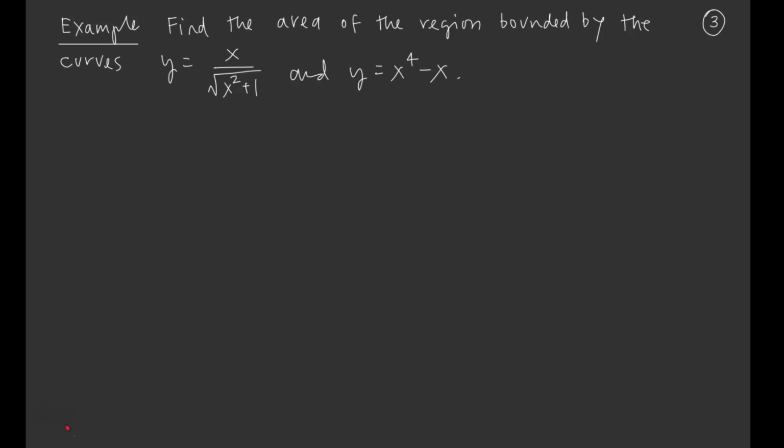This is relatively simple, looking for area between two curves. So our next example: find the area of the region bounded by the curves y equals x over the square root of x squared plus 1 and y equals x to the 4th minus x. These are two slightly more complicated functions than the one before, but this is a good one to try on your own. So pause the video and see if you can calculate this area. Feel free to use Desmos. Feel free to ask Desmos to integrate anything that you want it to integrate.